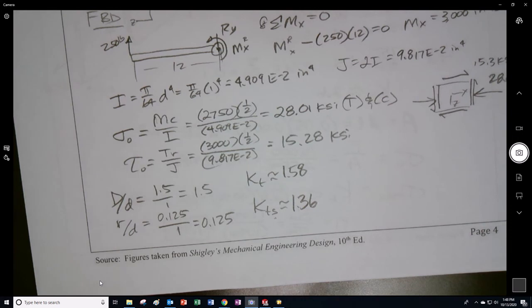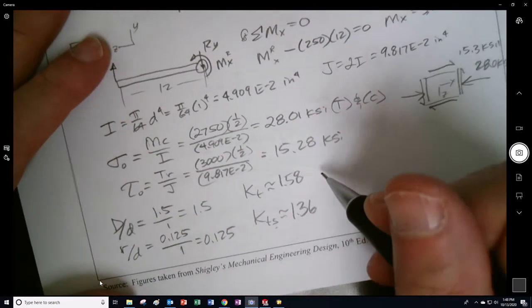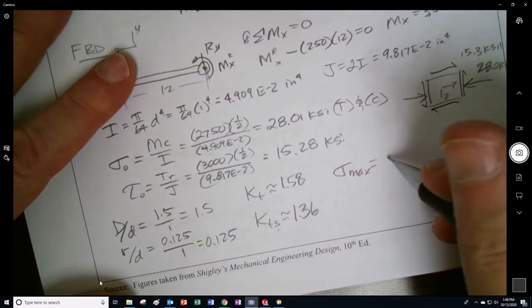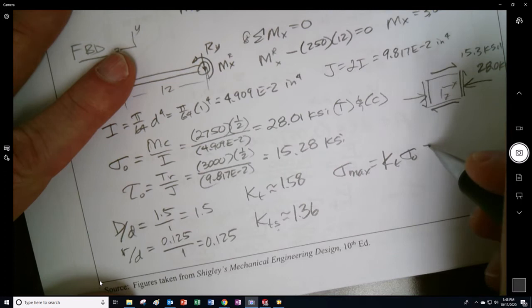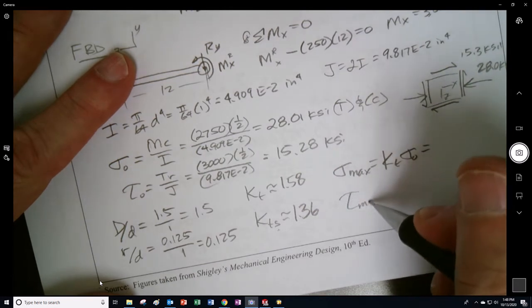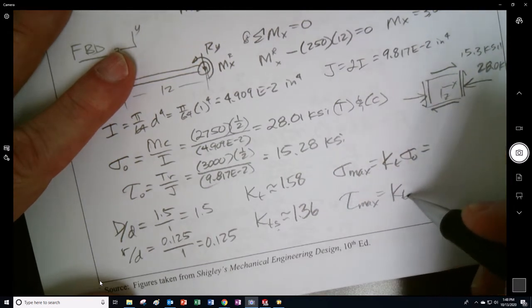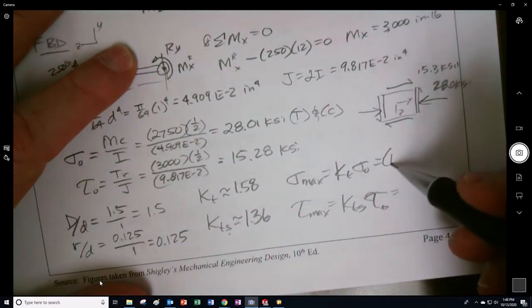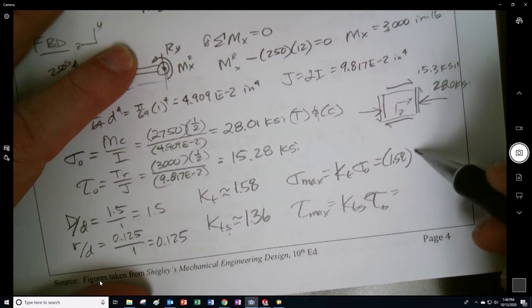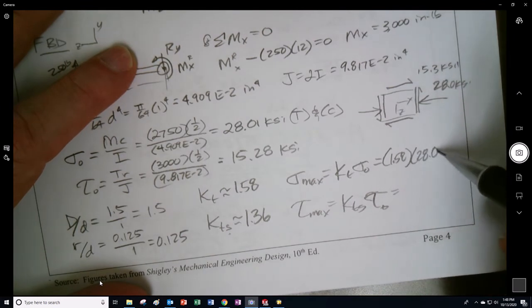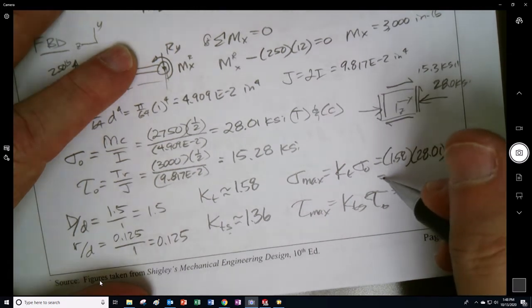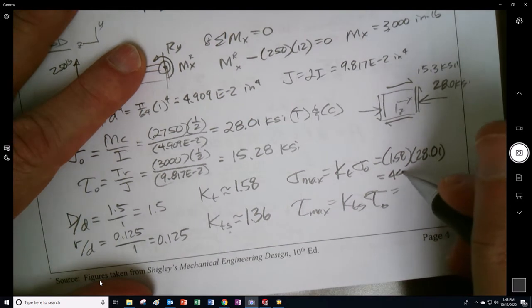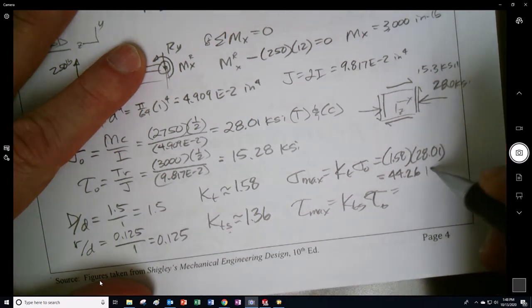So now we have sigma max is going to be the Kt times the nominal, and tau max is the Kts times the nominal. And so 1.58 times our 28, and we're left with 44.26 KSI.